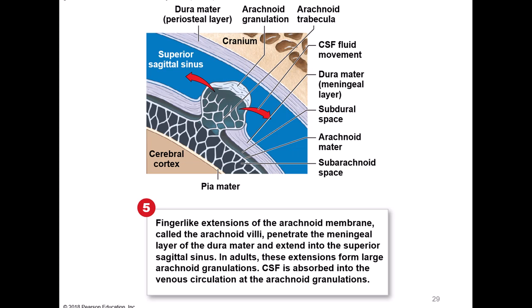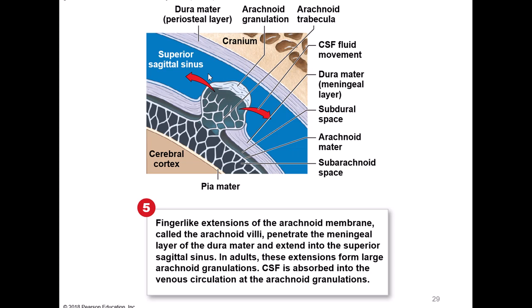Here's a blow up of the subarachnoid space. So here's the subarachnoid space. So the cerebrospinal fluid would be pooling right over here. This extension going up right here is called the arachnoid villi. That's what I put in your notes. This picture, they're calling it the arachnoid granulation. It's the same thing. And the cerebrospinal fluid will go up this way into the arachnoid villi, and then it moves into the bloodstream again.